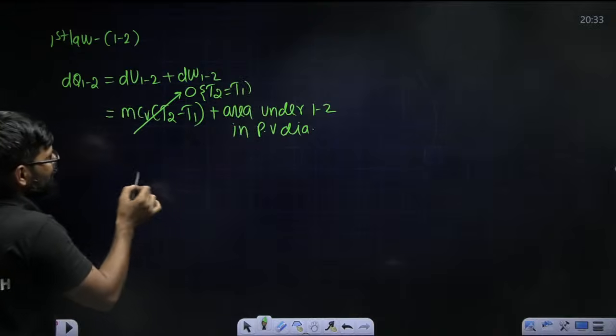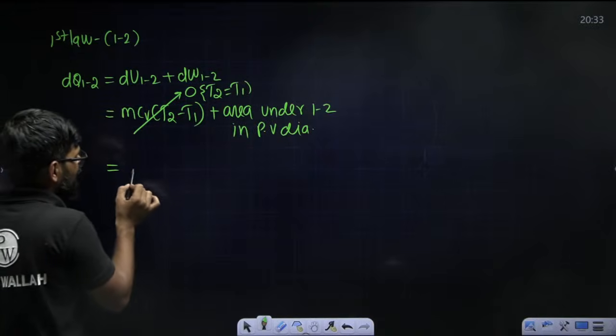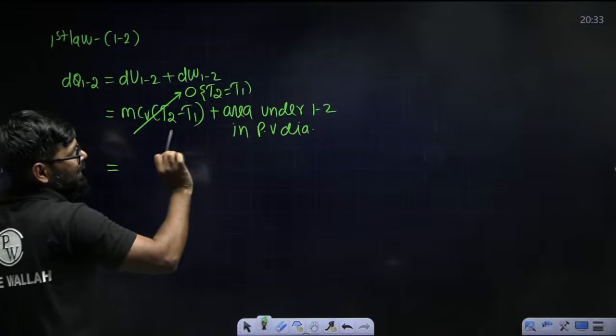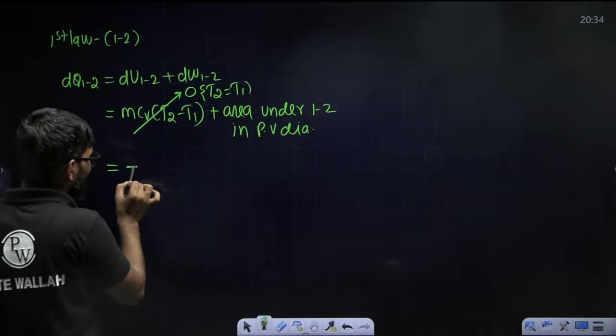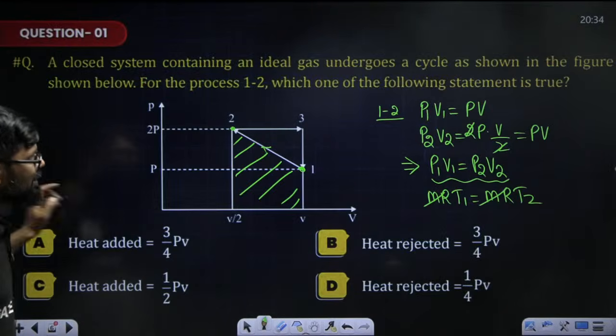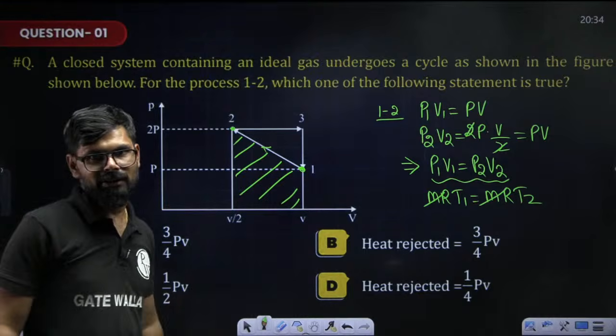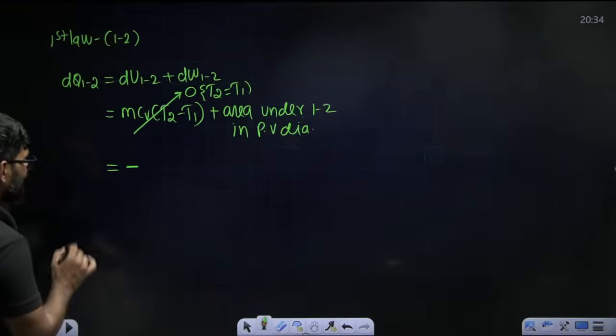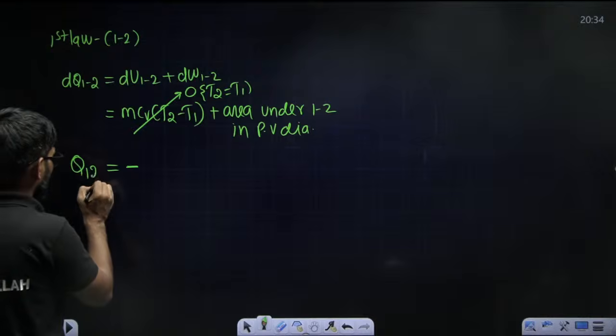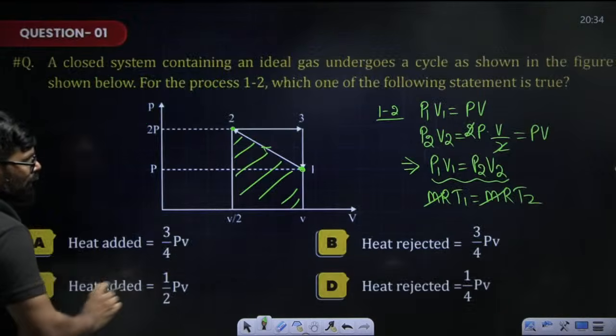Now the area under the curve 1 to 2, what is the area? And that area you have to take as minus. Why minus? Because compression work is there. So I can write Q1 to 2 is equal to the area. Now what is this area?